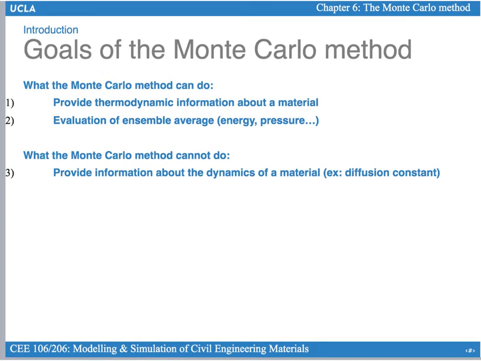So in general, when it comes to a system of atoms, wherein each atom has a given position and can move over time, the Monte Carlo method will be very useful to calculate the average thermodynamical properties of this system, to calculate its average energy, its average pressure, its average volume, etc. What the Monte Carlo method will not give you is the actual motion of the atoms, or their actual displacement according to time.